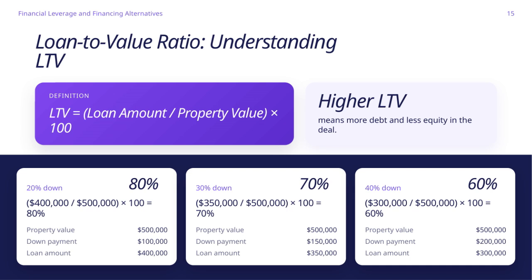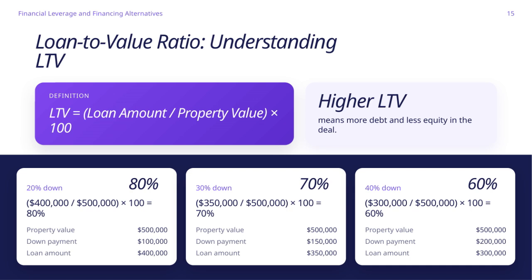For example, if the property is worth $500,000 and you take out a $400,000 loan, your LTV is 80%. That means you put down 20% or $100,000 as a down payment. If you increase your down payment to 30%, say $150,000, your loan amount decreases to $350,000, resulting in a 70% LTV. Similarly, with a 40% down payment of $200,000, your loan decreases to $300,000, making your LTV 60%.